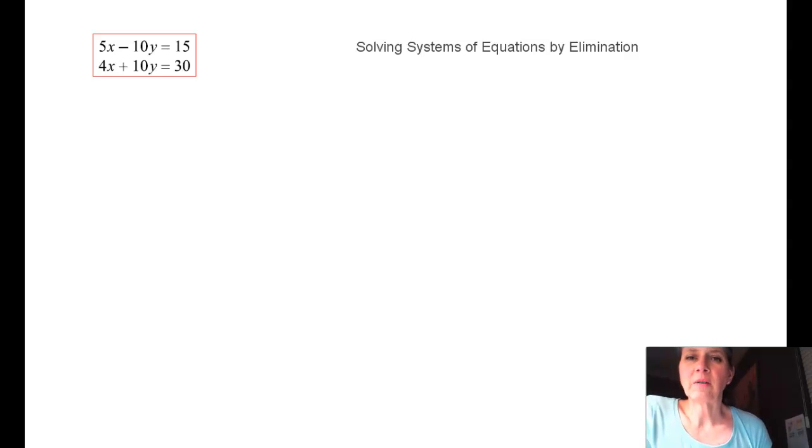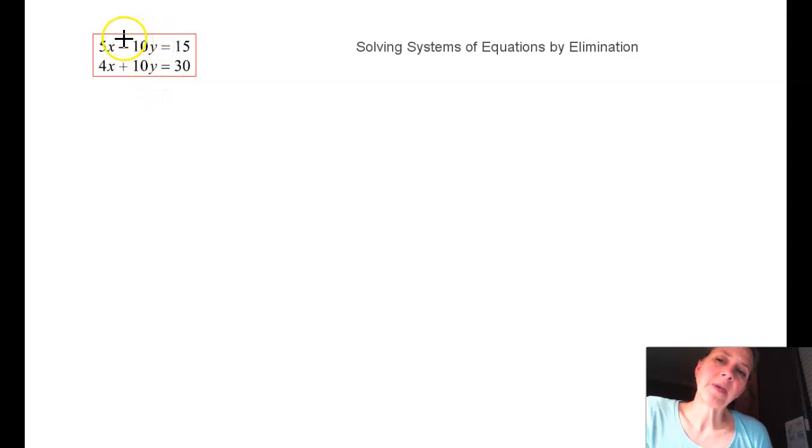So now we're going to be solving systems of equations by elimination. In a way, when we're doing elimination, what we're really doing is adding together the two equations that we're working with. So here are the two equations we're working with. And if you look at them carefully, you can see they both have an x and a y.